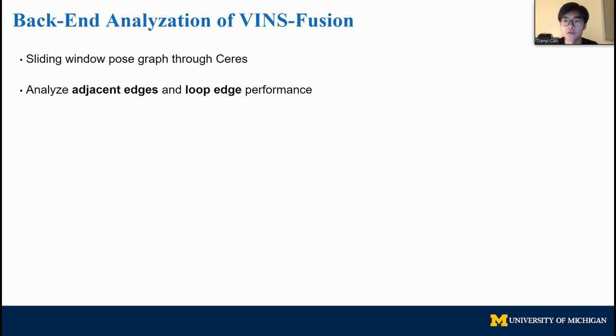For the backend part of VINS-Fusion, at first we tried to integrate the basic framework with the dataset method in homework 5. But as VINS-Fusion uses a sliding window pose graph method through Ceres, the logic is different from the dataset we used in the homework. We didn't successfully merge them well. So in this project, we just analyzed the adjacent edge and loop edge performance in the pose graph optimization.